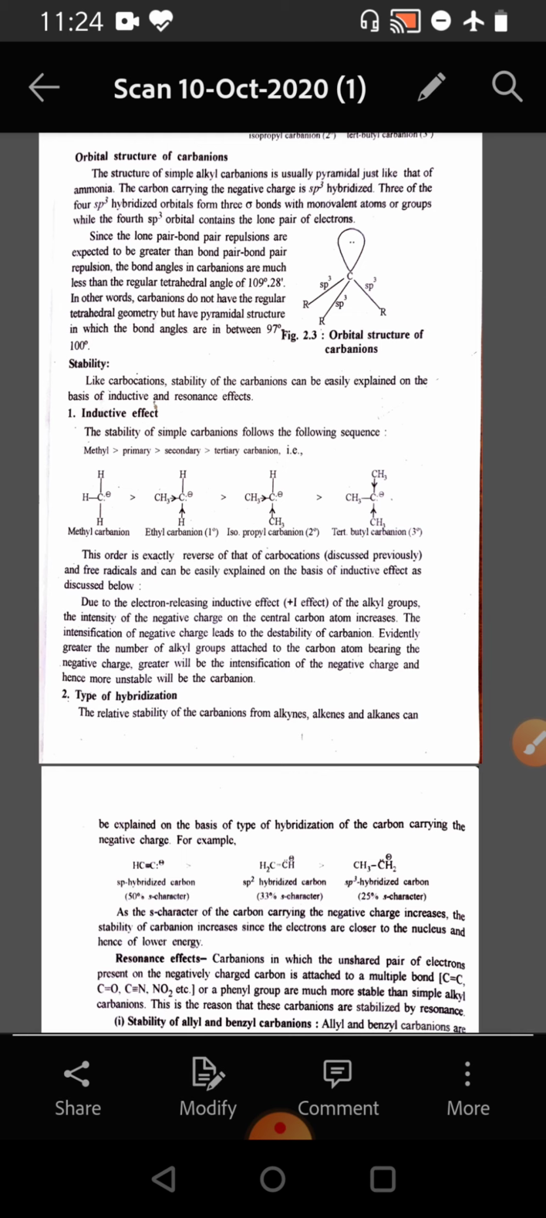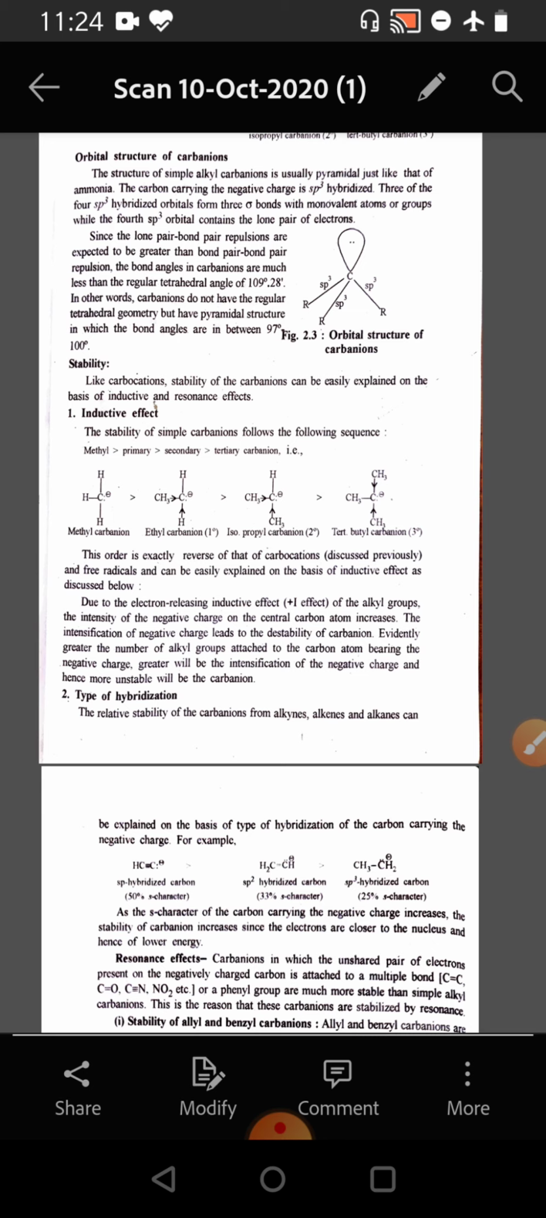Now we come to the orbital structure of carbanion. The structure of simple alkyl carbanion is usually pyramidal, just like that of ammonia. The carbon carrying the negative charge is sp3 hybridized. 3 of the 4 sp3 hybridized orbitals form 3 sigma bonds with atoms or groups, while the fourth sp3 orbital contains the lone pair of electrons.